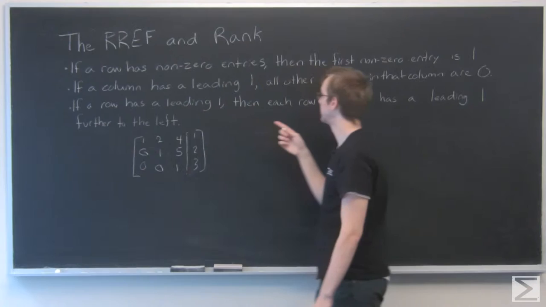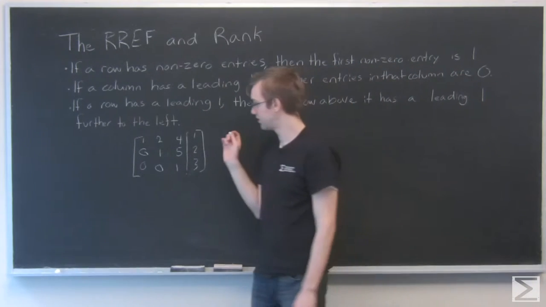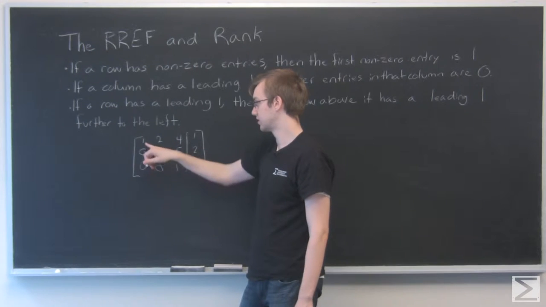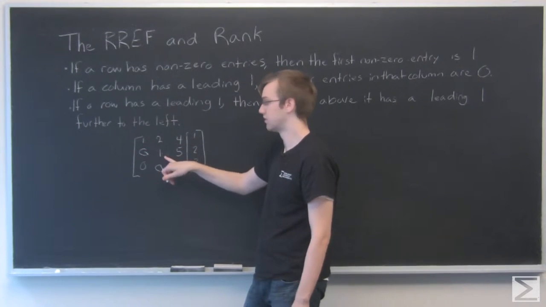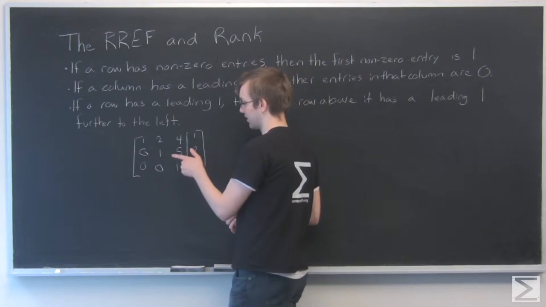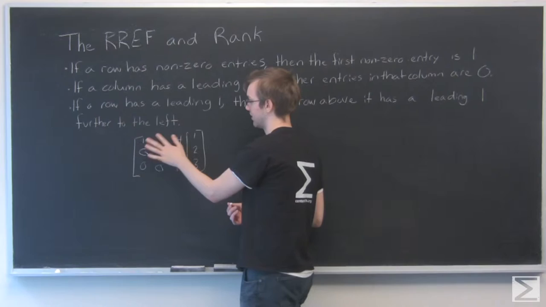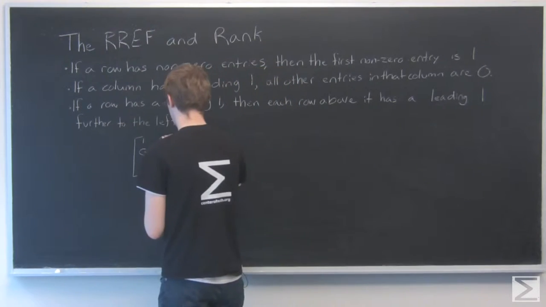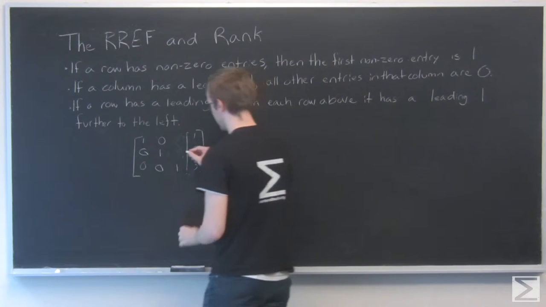If a column has a leading 1, all other entries in that column are 0. So this column has a leading 1, and the other entries are 0. But this column, that's not the case. To make this the RREF, this would have to be 0 as well. And these would have to be 0 as well.